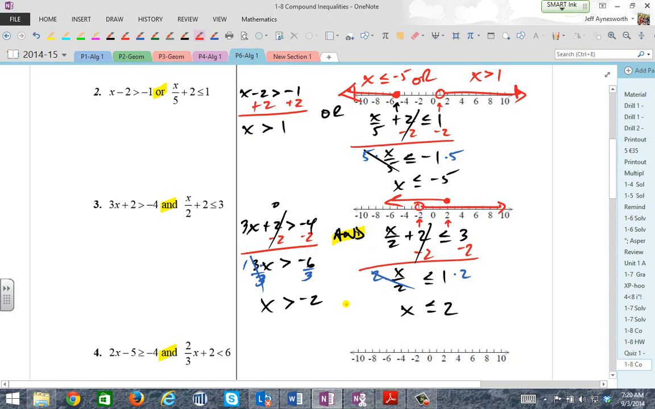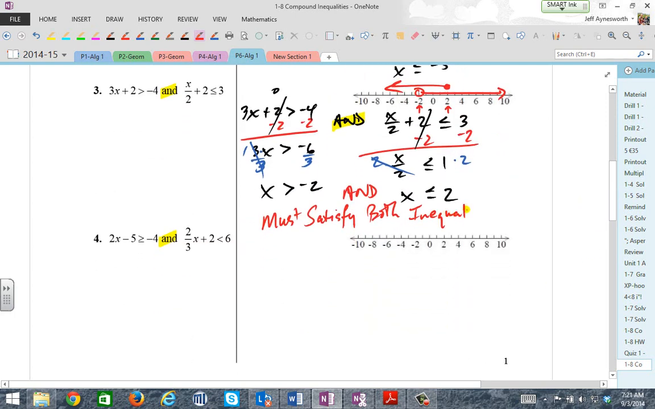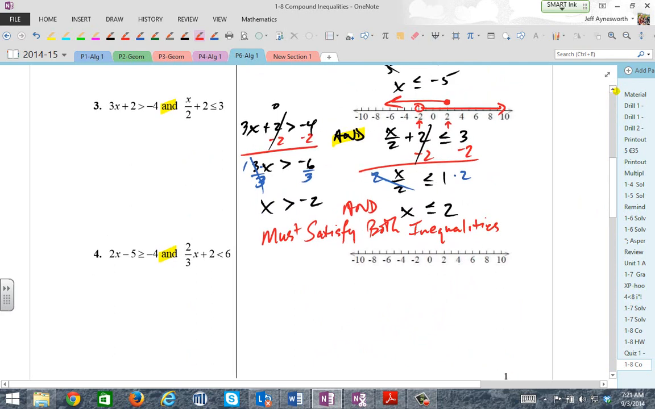Let's write the word and here. When you see an and statement, you must satisfy both inequalities. Move this up so you can see it. And because of that, we're looking for the intersection. On an and statement, you want to look for the intersection or the overlap. So where do these two inequalities overlap? Well, it's right in through here, in that region right through there.